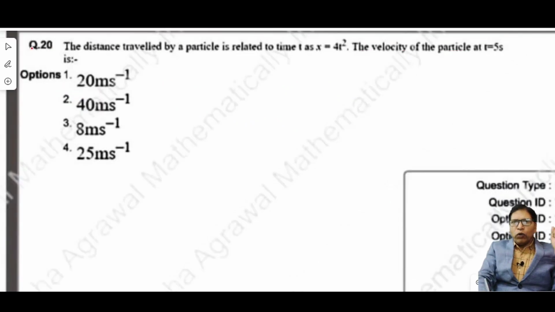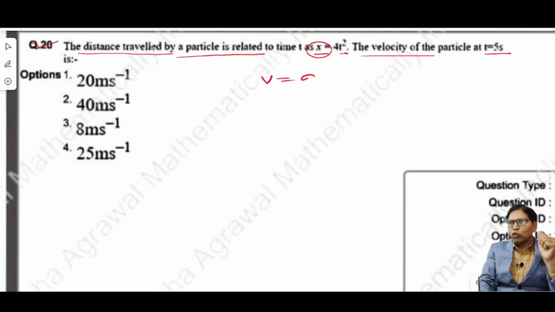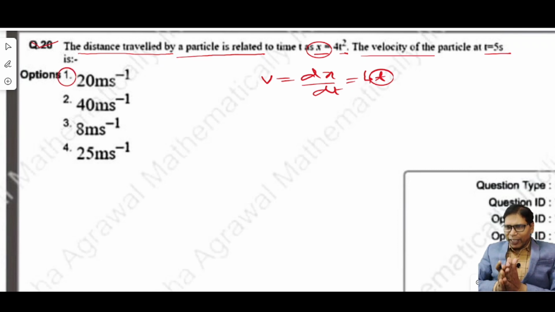Okay. Next. Now look at this, question number 20. The distance traveled by a particle is related to time as x equals 4t square. The velocity of the particle at t equals 5 seconds. Now look at this, if you differentiate x with respect to t, you get velocity. So v equals dx by dt, so this is 4 into t. Now t equals 5, so 20 meter per second is the correct option.